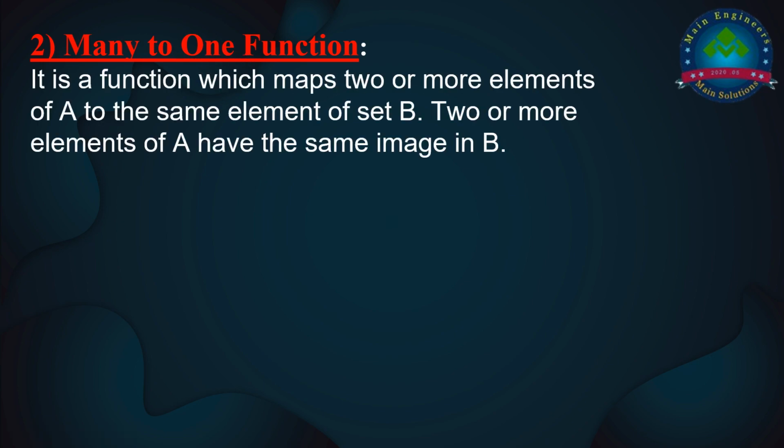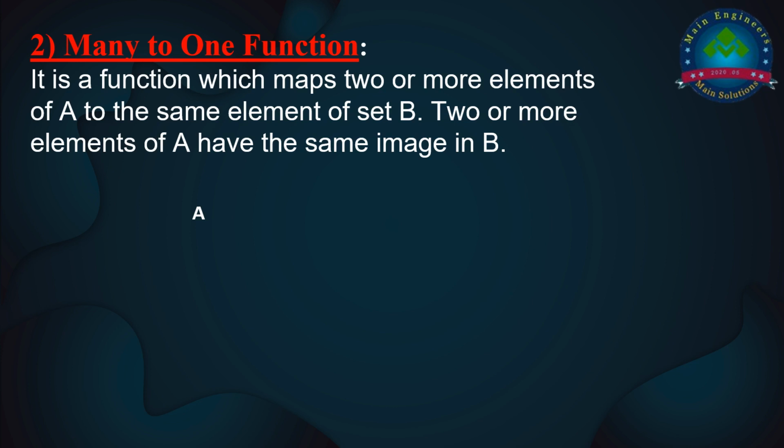Let's come to another type, many-to-one function. The first word, as I said before, denotes the input and the next word denotes the output. So as we see, many inputs have one output. So those type of function is called many-to-one function. Let's define it here. It is a function which maps two or more elements of A to the same element of set B. That means two or more inputs and there is one output. So two or more elements of A have the same image in B. So those type of function is called many-to-one function.